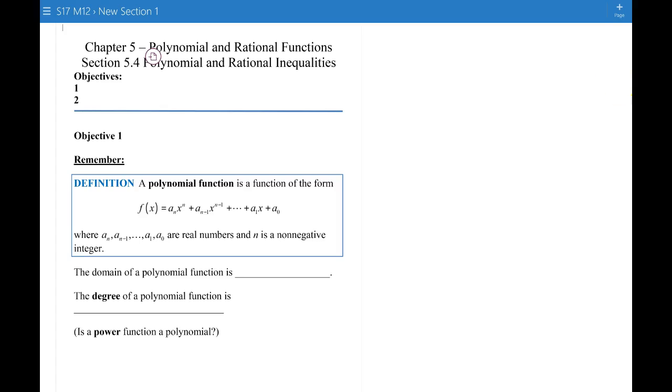Okay, we're still in Chapter 5, learning about polynomial and rational functions. And Section 5.4 is polynomial and rational inequalities. So just two objectives: solve polynomial inequalities and solve rational inequalities.